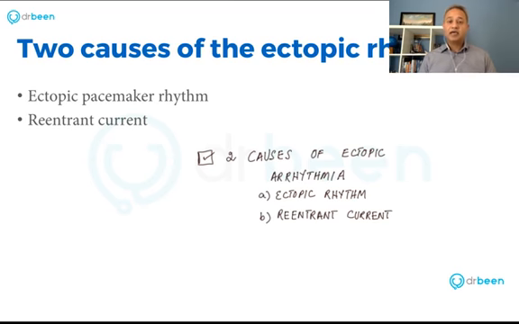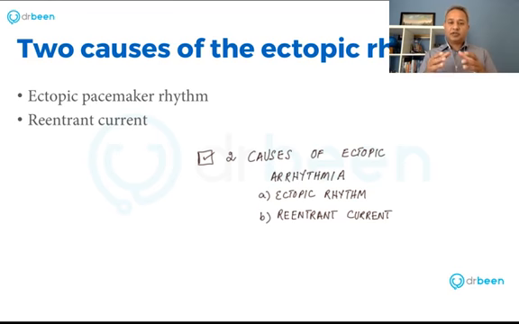Or we can have a recurrent impulse, a reentrant current. I have discussed the pathophysiology of that in detail in a separate lecture. I will add that lecture to the EKG course. At this time, we'll just do a very quick review of what a reentrant current is.